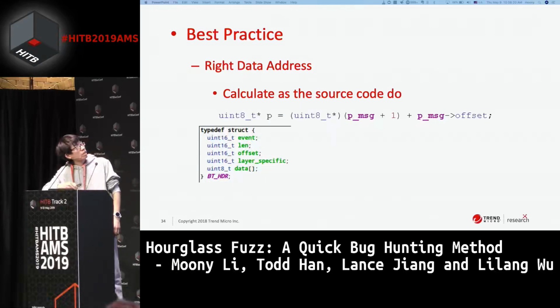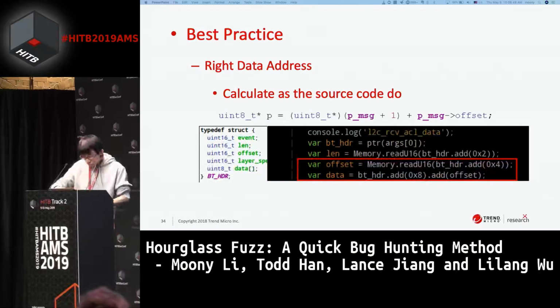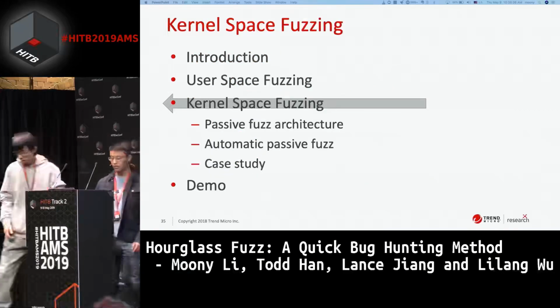we also do it by this in our fuzzing script. And as you can see, for this function in the L2CAP data, we just use this map to get the real data address. And here my part is done. Now it's my colleague Lance who will show you the kernel space fuzzing.